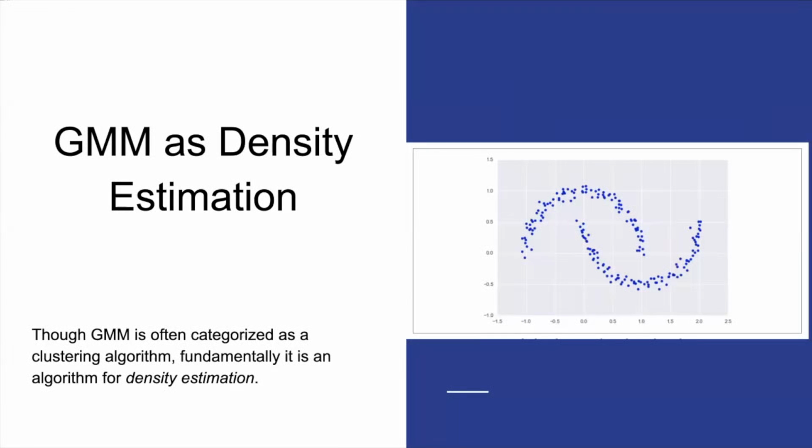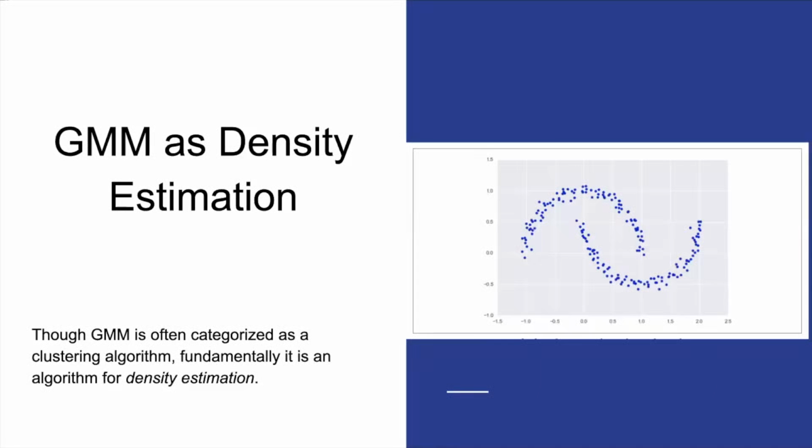So the last concept we are going to talk about today is the Gaussian mixture model as density estimation. Though GMM is often categorized as a clustering algorithm, fundamentally it is an algorithm for density estimation. That is to say, the result of a GMM fit to some data is technically not a clustering model, but a generative probabilistic model describing the distribution of the data.